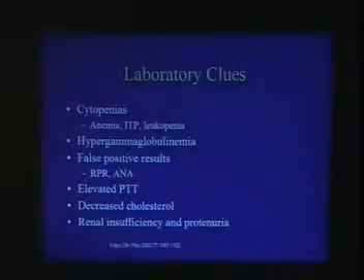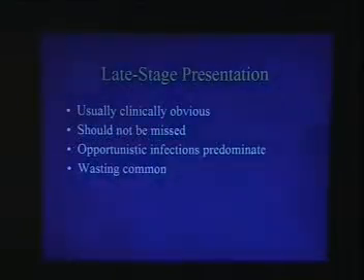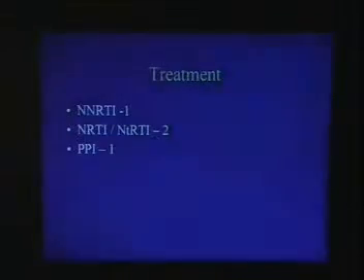Next. Laboratory clues: you should think about it when you have anemia, ITP, leukopenia, hyperglobulinemia, false positive reactions like ANA, elevated PTT, decreased cholesterol, renal insufficiency, proteinuria. You can suspect and go for HIV testing. Next. Late stage presentation is usually clinically obvious and should not be missed. Opportunistic infection predominates. Diarrhea, candidiasis and other things will be very much present. Wasting is very common. Next.